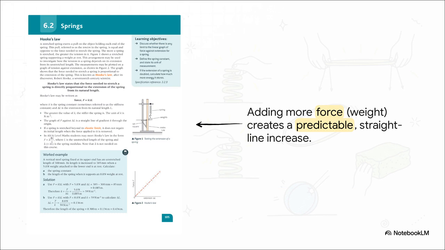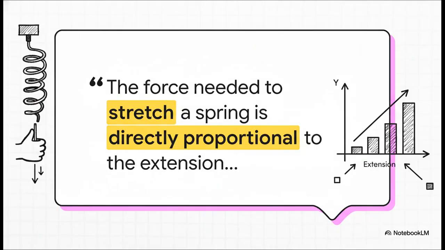When you plot the force you've added against how much the spring stretched, you get this beautiful, perfect, straight line. It's not random at all, it's completely predictable. If you double the weight, you get exactly double the stretch. This incredibly predictable relationship was discovered by the brilliant 17th century scientist Robert Hooke.